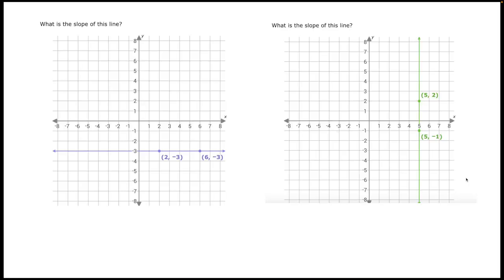All right, it's time for you to practice what you just learned. Go ahead and pause the video and try these 2 problems on your own. And when you're ready, you can unpause the video and we'll check your answers.